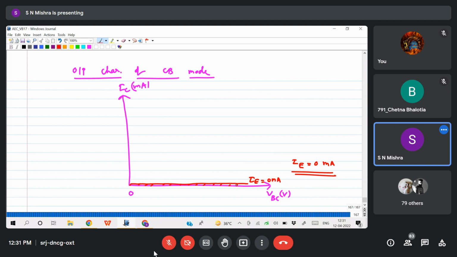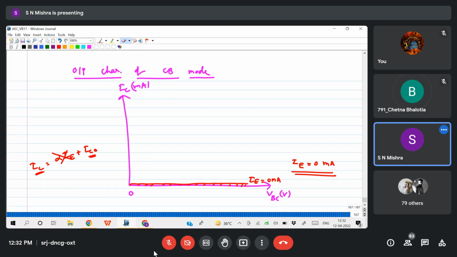Okay. IE 0 means the input emitter base junction is open circuited, so we are getting only leakage current. So IC equals to how much? IC equals alpha IE plus ICO. So this is 0. So I am getting IC equals ICO. That is a very small amount. So that's why this is the representation. Is it clear?